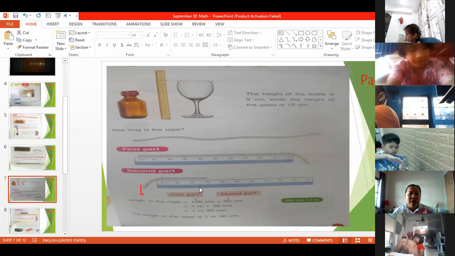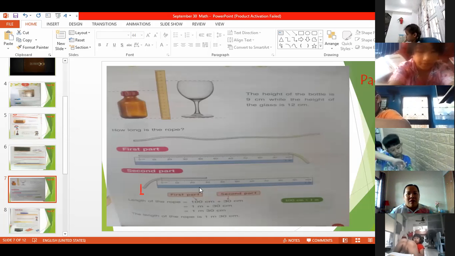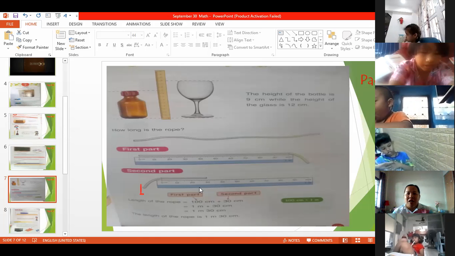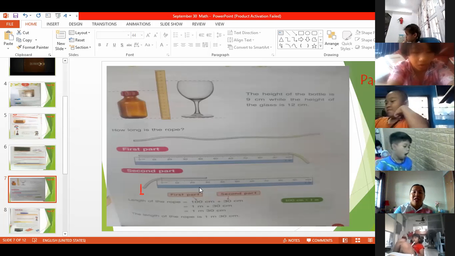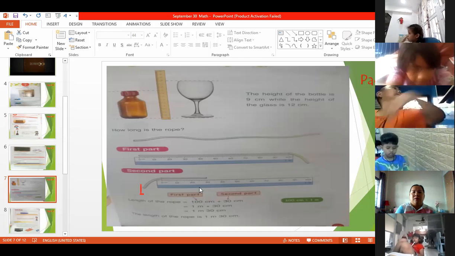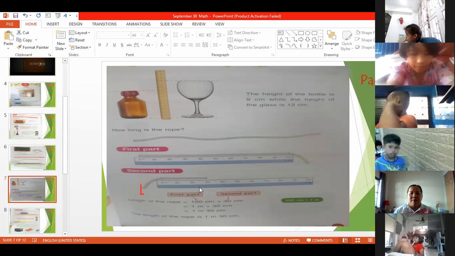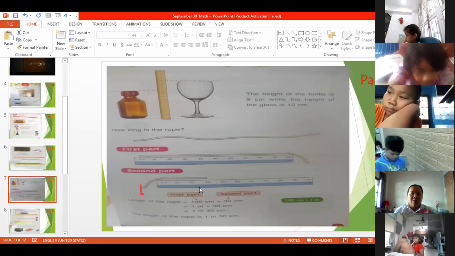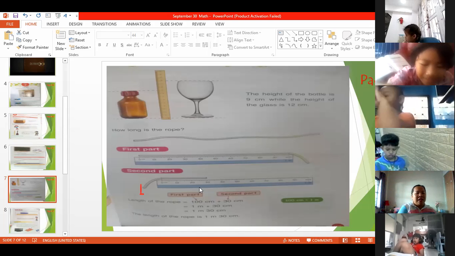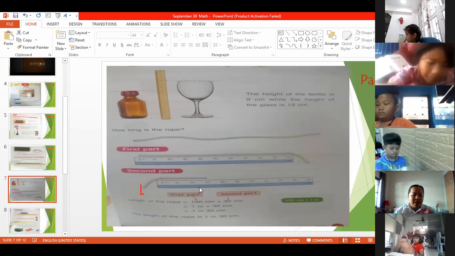Then measure what is the height of your glass. Come on. Just measure it by using your ruler. Just measure how much, how long is it? How long is your glass? Anyone? How long is your glass there? How long is it?